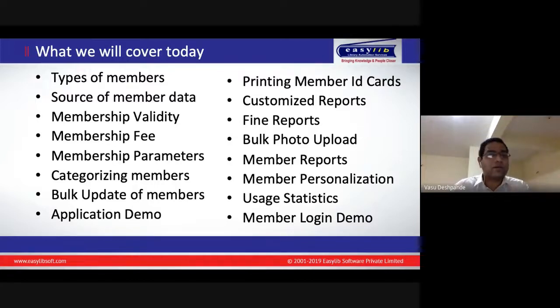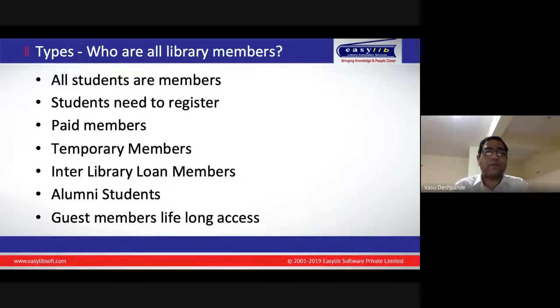Now let's go to the first one: types of members. By default, for most of the colleges, all the students are members. Students automatically become a member if they have got admission in the college. Now let's go to the second type of members. Here, not all students will be members, but they have to register by themselves. That is the second category.